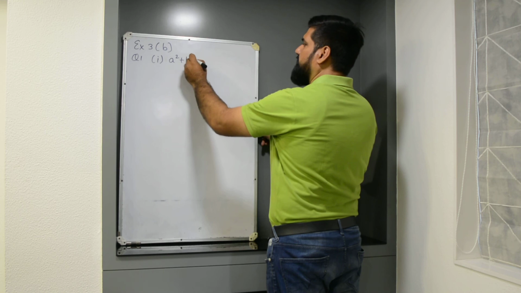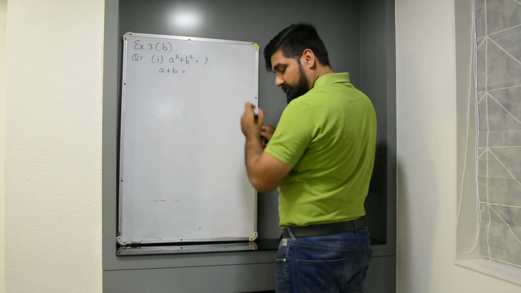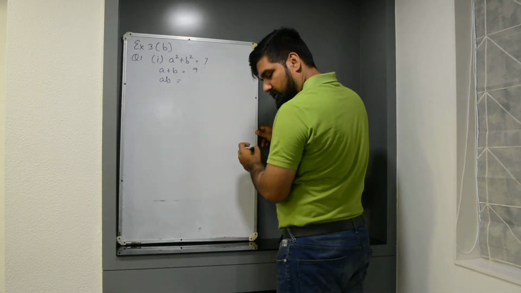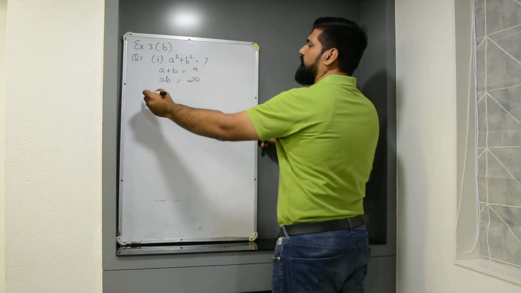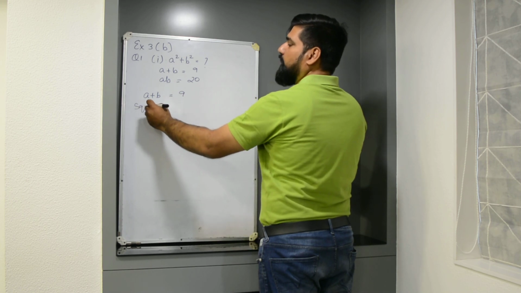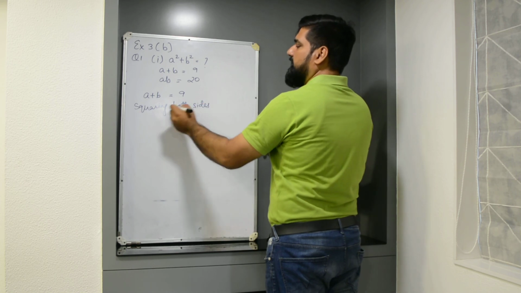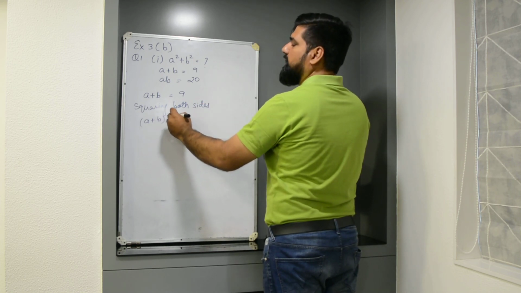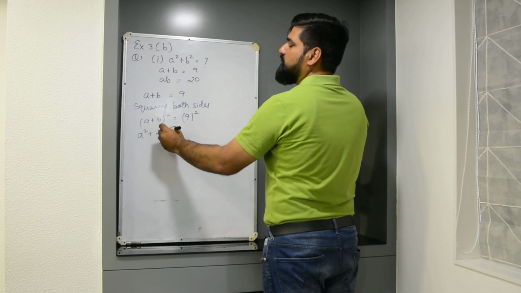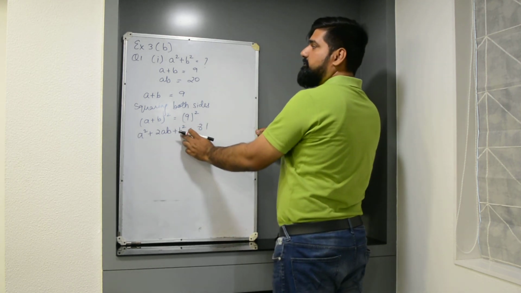A square plus b square we need to find when a plus b is given to us as 9 and ab is given to us as 20. Okay, no issues. So we have a plus b is equal to 9. Squaring both sides, we'll have a plus b whole square is equal to 9 square, that is a square plus 2ab plus b square is equal to 81. Now a square plus b square we need to find.